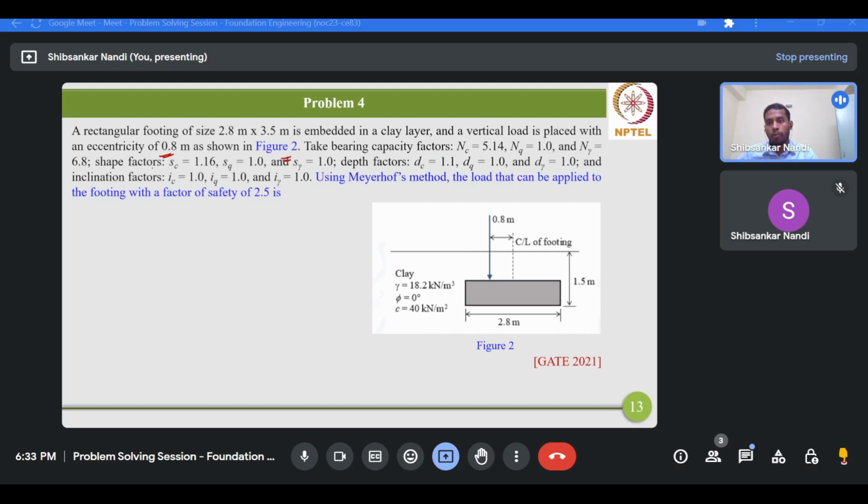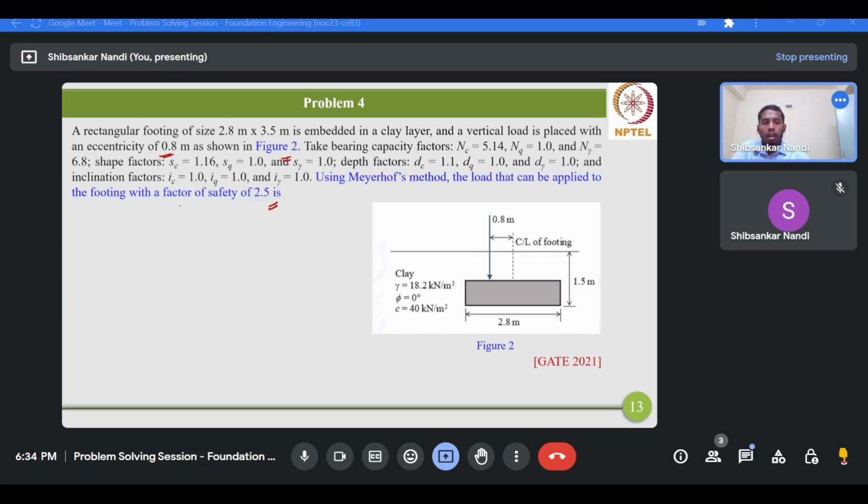The values for shape factors are given. Depth factors, inclination factors, all are given. And again, you have to utilize Meyerhof's method and you have to calculate the load that can be applied to the footing with a factor of safety of 2.5. Now we'll see how we can solve this problem.